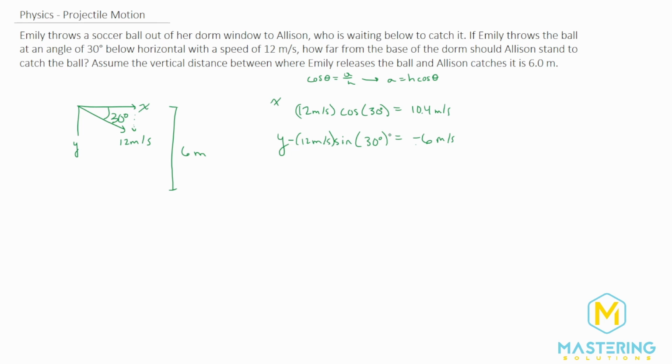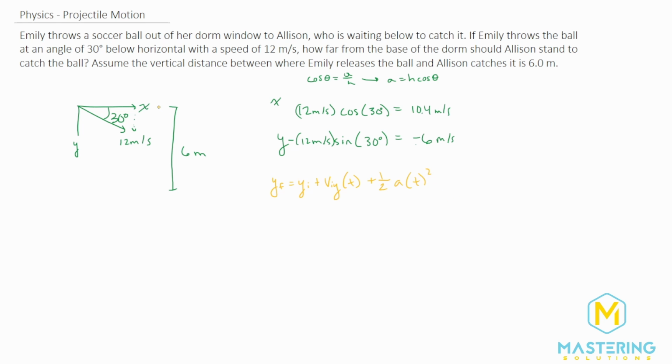So how we want to approach this is we need to figure out first how long the ball is in the air for, and then we'll use the x component of the velocity to figure out how far from the base of the wall it's going to land. To find the time, we'll be using the formula of y final is equal to y initial plus the initial velocity in the y direction times time plus 1/2 times the acceleration times the time squared.